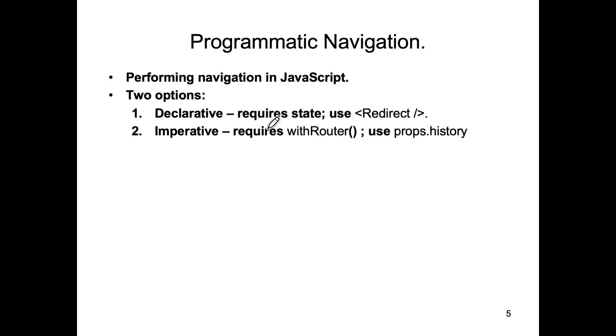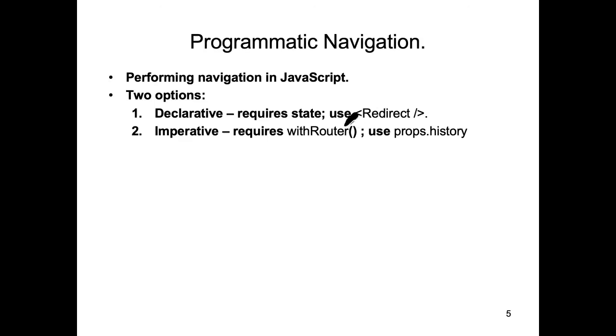So we want to perform navigation in JavaScript. And there are two little approaches or options that you have available to you, the declarative approach or the imperative approach. It doesn't really matter which one you use. There may be certain cases where only one is possible, but in most cases you could use either approach. If you use the declarative approach, you have to introduce a state variable into the component that's going to perform the programmatic navigation. The only purpose of this state variable is to allow you to make a decision on your navigation. And you use the Redirect component provided by the React Router library to implement your programmatic navigation.